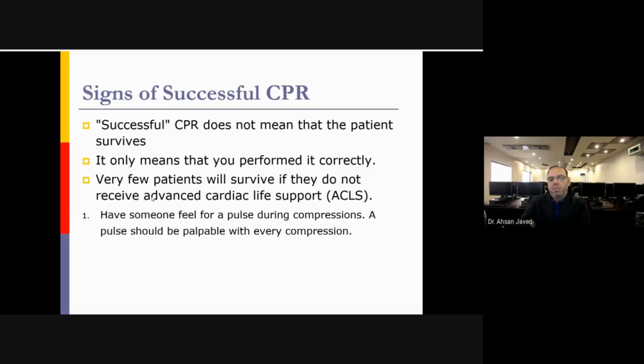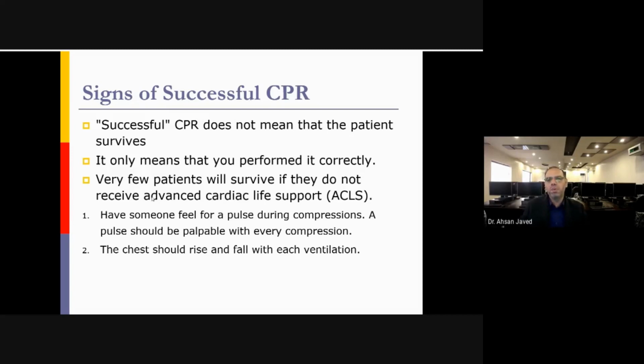Have someone feel for a pulse during compression. A pulse should be palpable with every compression. Now, signs of successful CPR: whenever you are compressing, the pulse should be palpable. If you are compressing and there is no pulse palpable, it means the heart is not being compressed. You are compressing at the wrong site, so you need to change the position of the hand, and with every compression, the pulse should be palpable. With the ventilation, the chest should rise and fall.